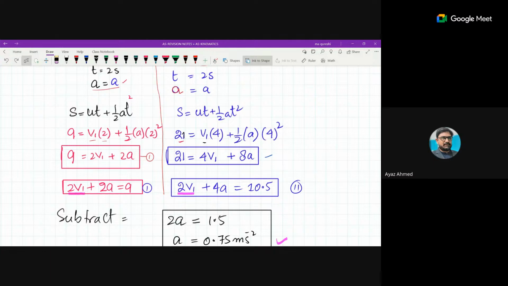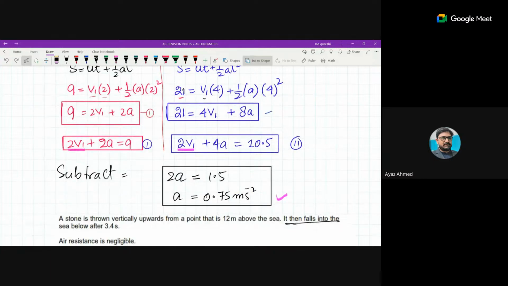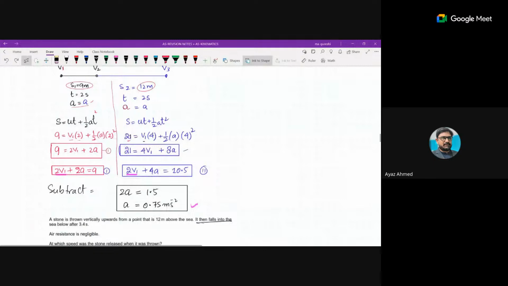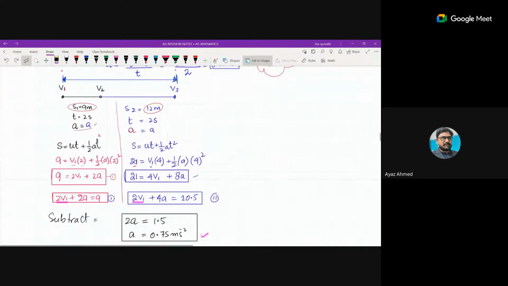Just subtract these two equations, and when you subtract these two equations, probably you will get 2a equals 1.5 and a is equal to 0.75 meter per second. So this is the right approach. Why I have selected this question is that with a wrong approach you can get a true answer, but the problem is that is just good luck.